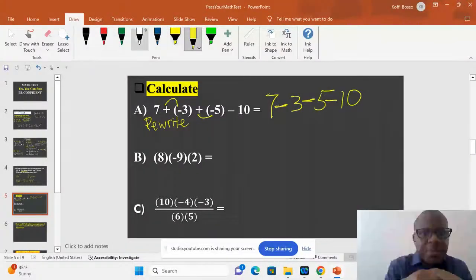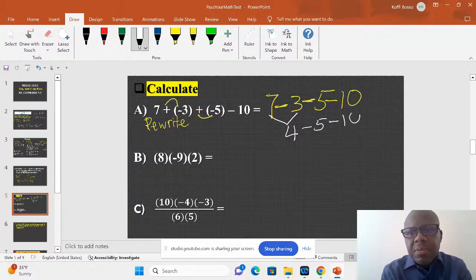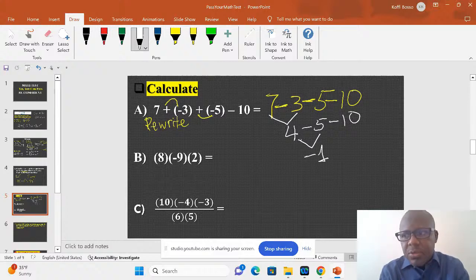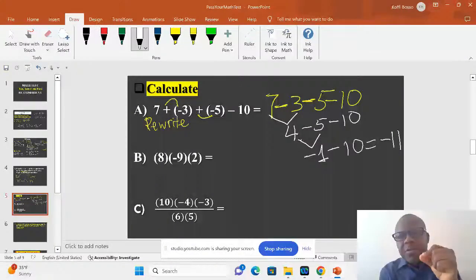Now you have a 7 here, and you take it 2 by 2. I'll take the first two: 7 minus 3 is 4. So I have 4 minus 5 minus 10. I continue. Now, what is 4 minus 5? This is negative 1. So you have negative 1 minus 10, and that gives you negative 11. So take the small one from the large one. I take 3 from 7, I get 4, and I give the result the sign of the big number. 7 is the big number, and the sign for 7 is positive. So we have a positive 4.